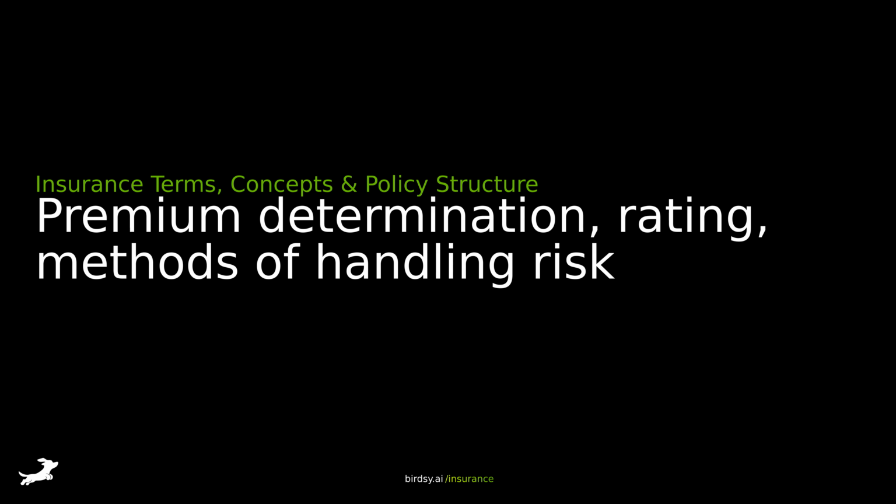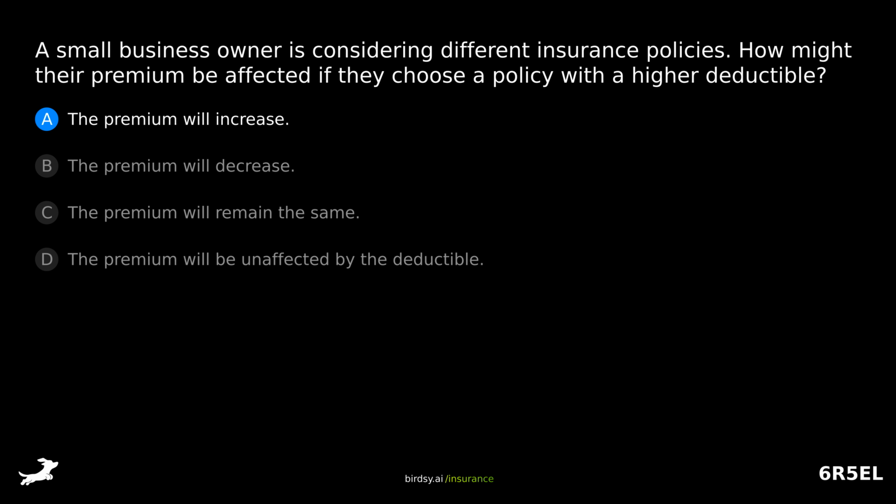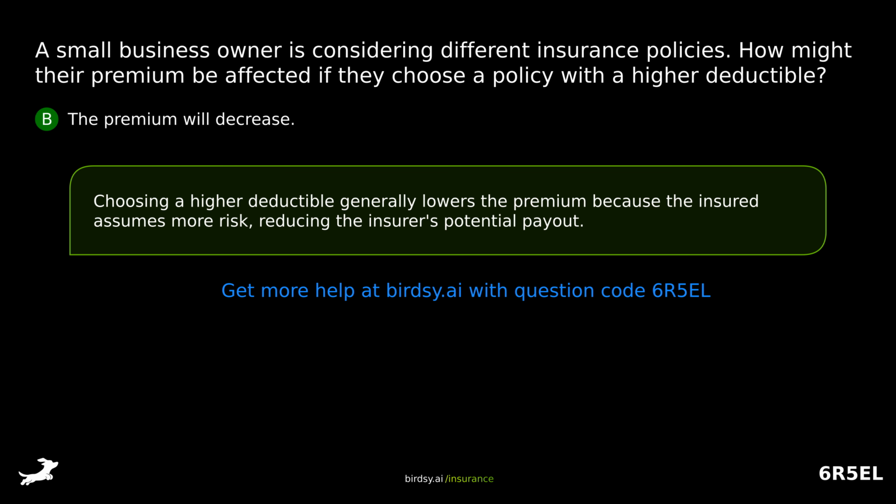Premium determination, rating, methods of handling risk. A small business owner is considering different insurance policies. How might their premium be affected if they choose a policy with a higher deductible? Is it A, the premium will increase? B, the premium will decrease? C, the premium will remain the same? Or D, the premium will be unaffected by the deductible? The answer is B, the premium will decrease. Choosing a higher deductible generally lowers the premium because the insured assumes more risk, reducing the insurer's potential payout.